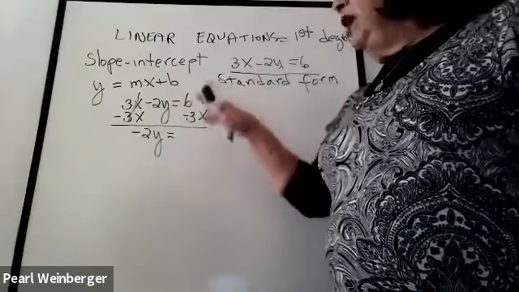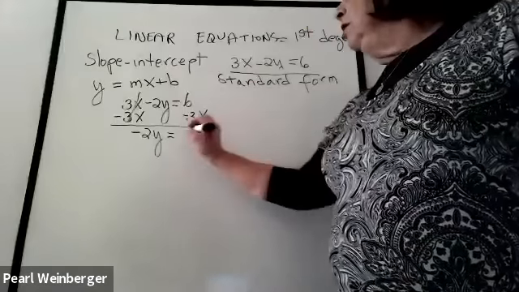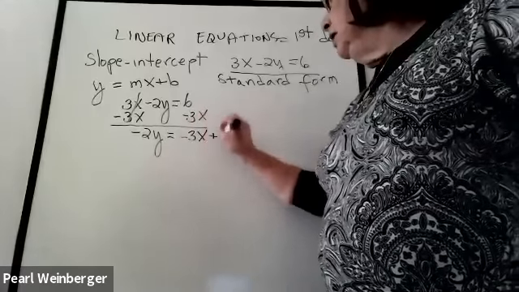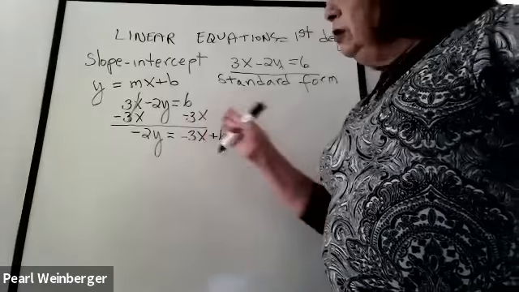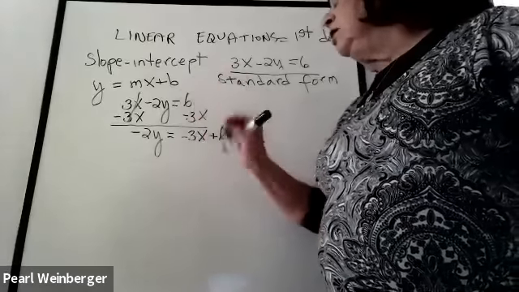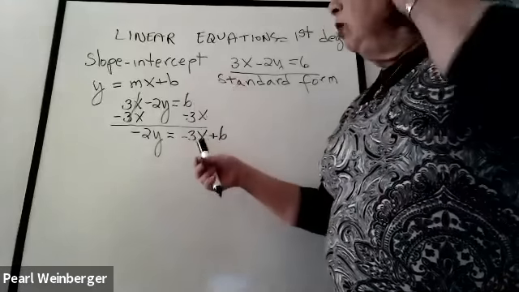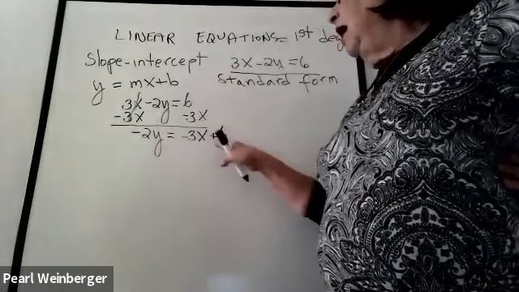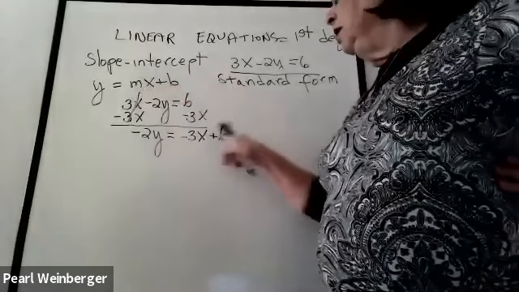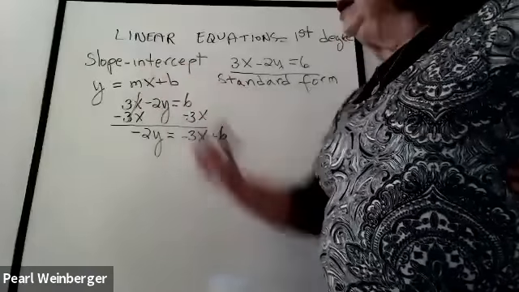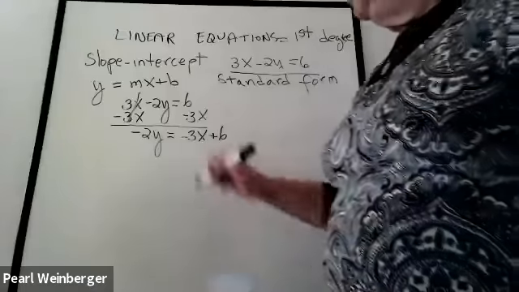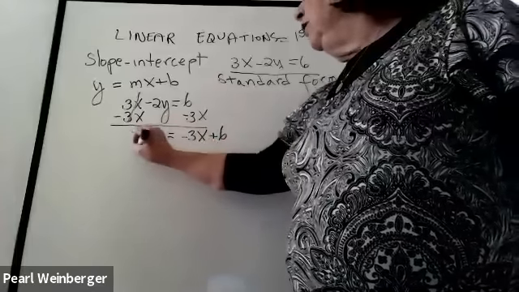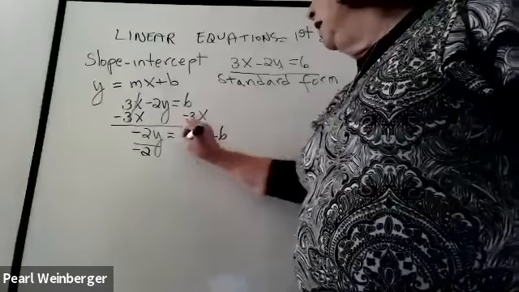To put it in the right format, I'm going to put the x term first, the negative 3x, and the number second. There's nothing wrong with writing this as 6 minus 3x, but the correct format is to put the x first and the number second, the number that doesn't have any x, so it'll be in this y equals mx plus b form. I then have to divide by the coefficient of the y, so I'm going to divide everything by negative 2.